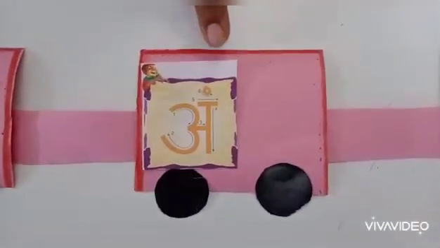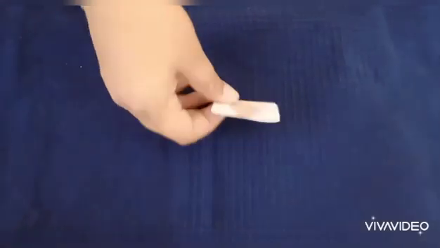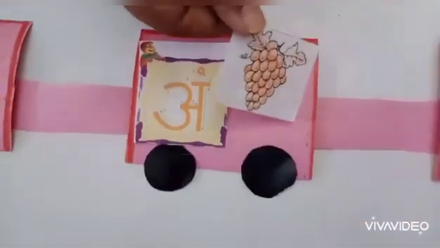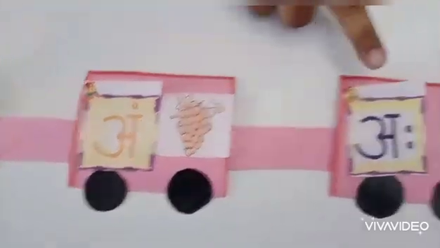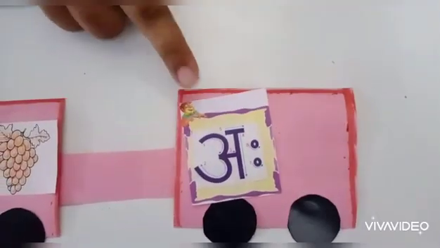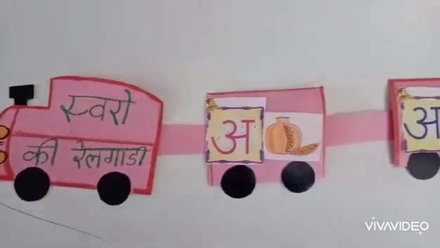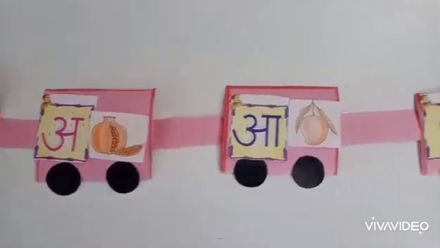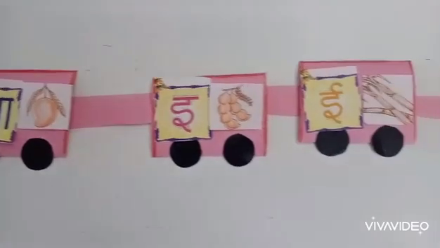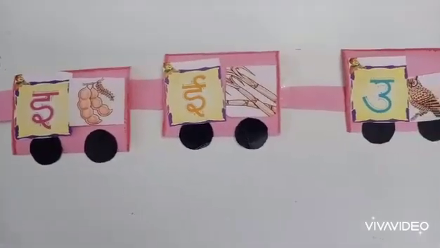Now next is Un. Un say, yeah, I have only the last picture. So let's take it and put it there. Very good. Un say Angur. And last is Aha. Aha say कुछ नहीं. So our Swaroki rail gadi with related pictures is ready.